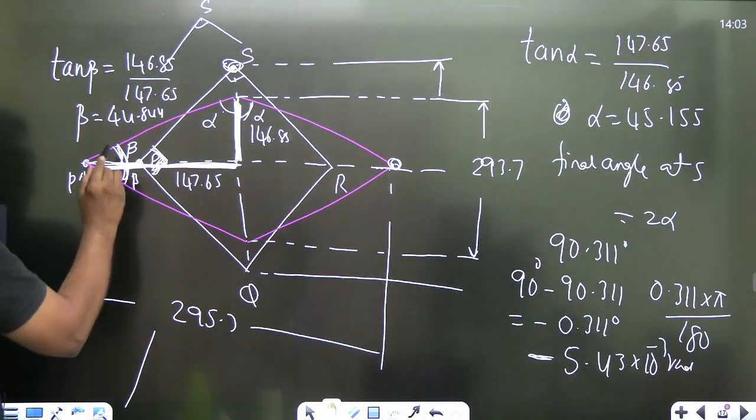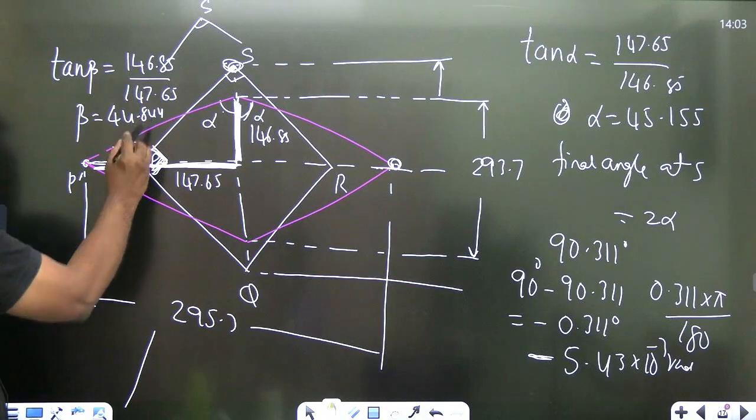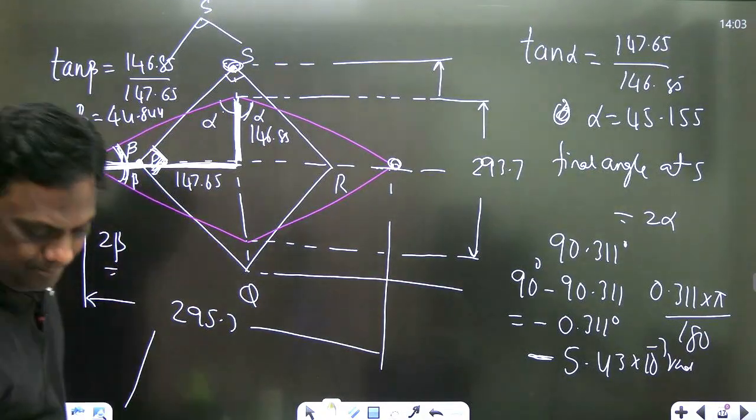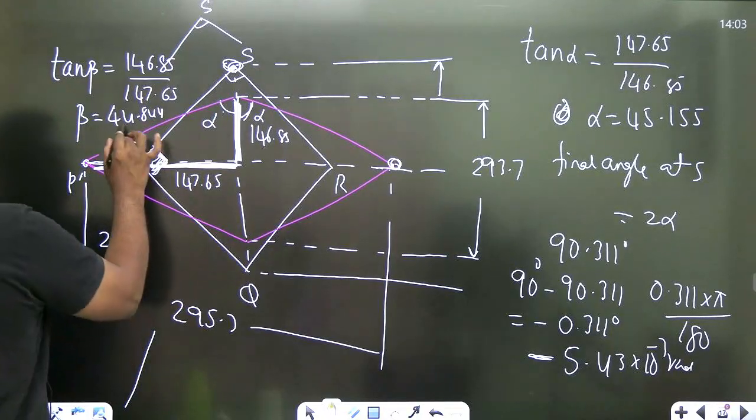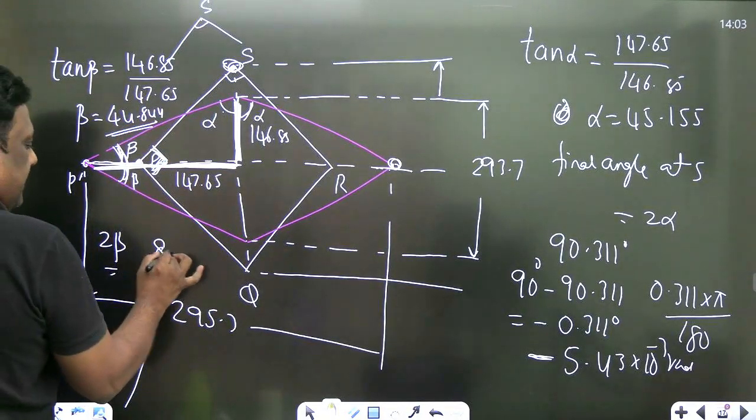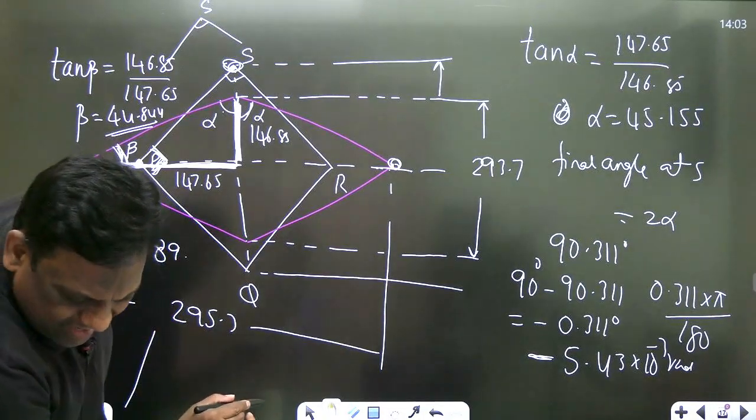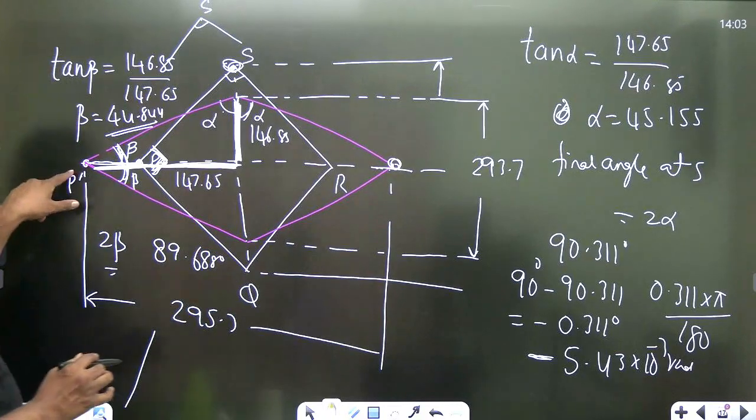At point P, it is twice of this, 2 times beta, and beta is 44.84. 2 beta is 89.688. 2 times 44.84, multiply by 2, so this will be 89.688. So what is the shear strain at point P?